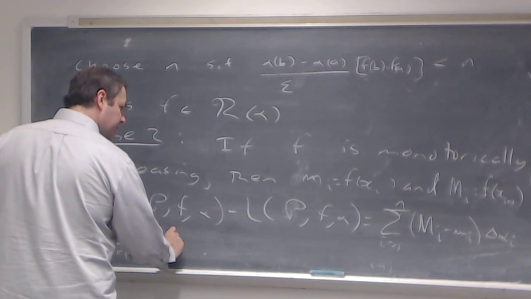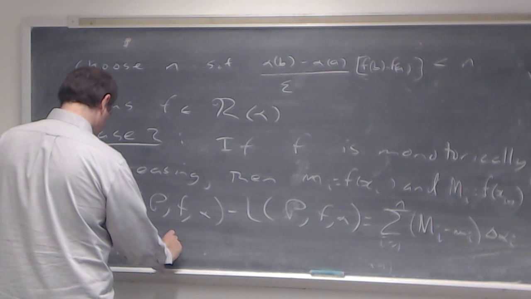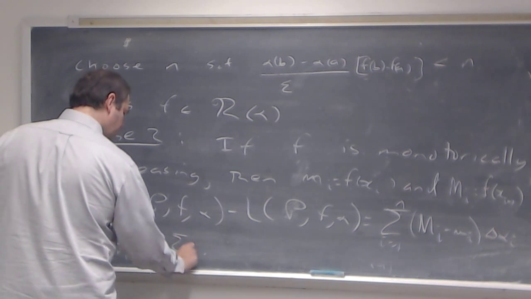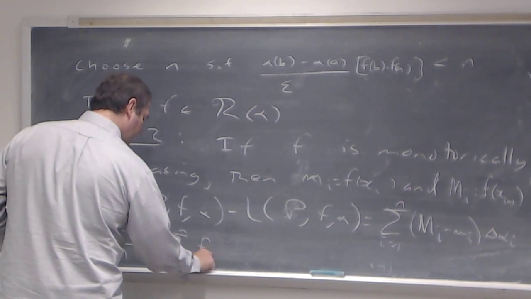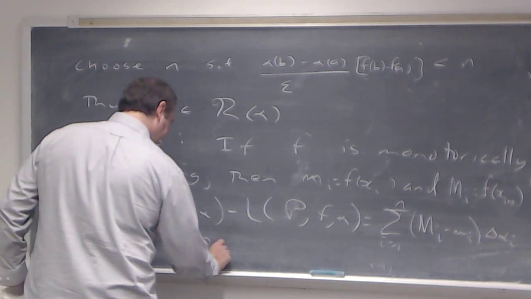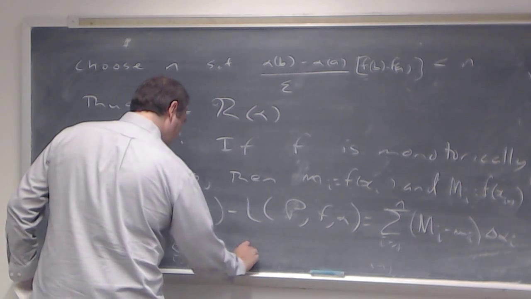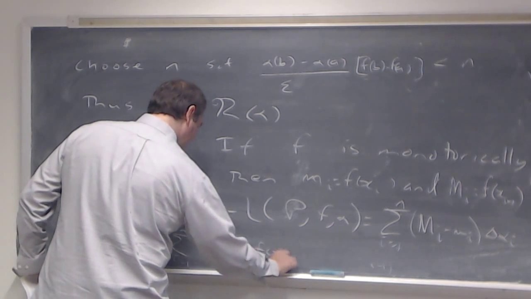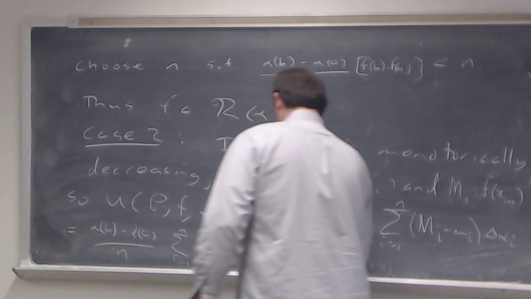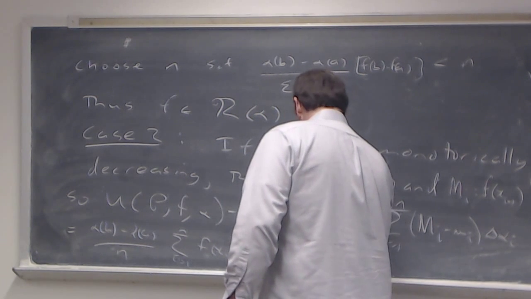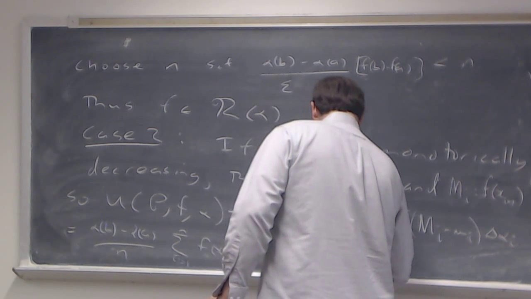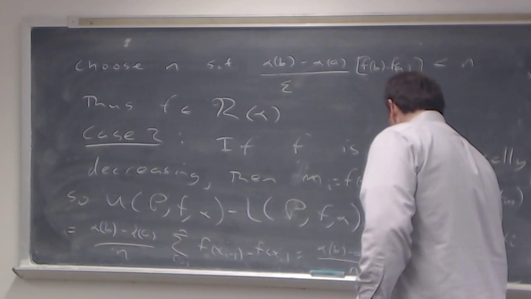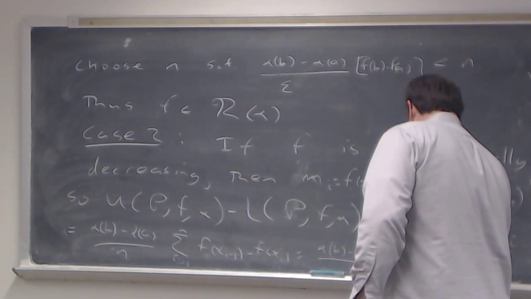And here, this is going to be the sum as I runs from 1 to n. The bigger value is f of x sub I minus 1 minus f of x sub I. And those will cancel out, and we're going to be left with alpha sub b minus alpha sub a all over n. And this is just going to be f of a minus f of b.